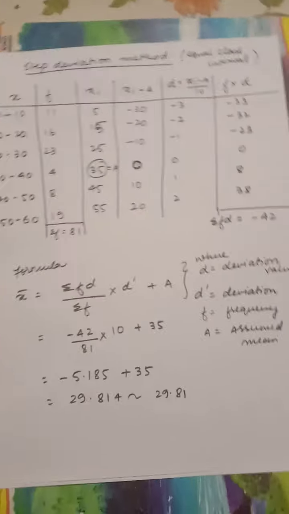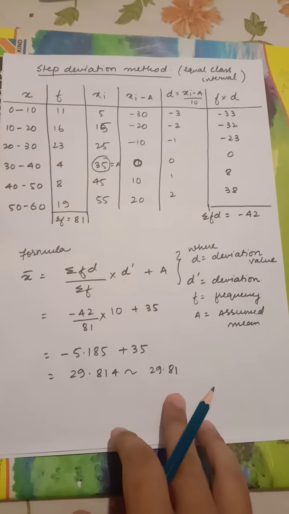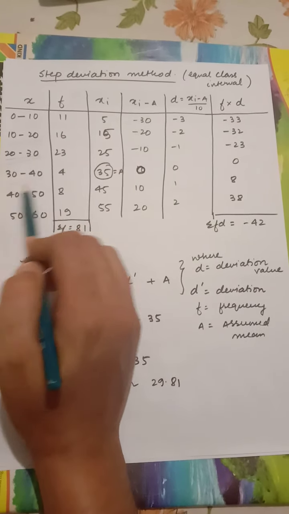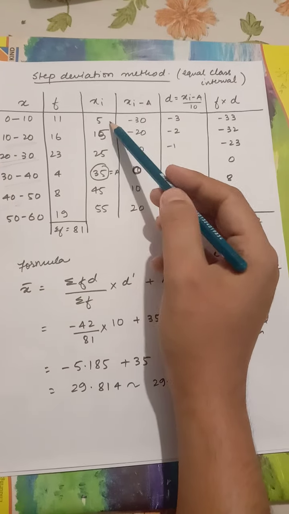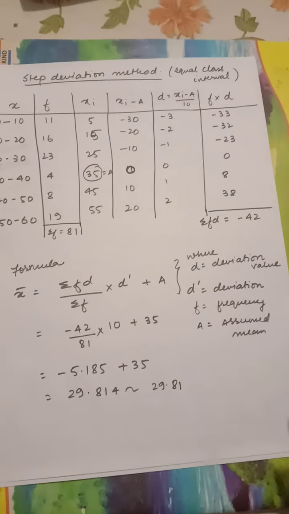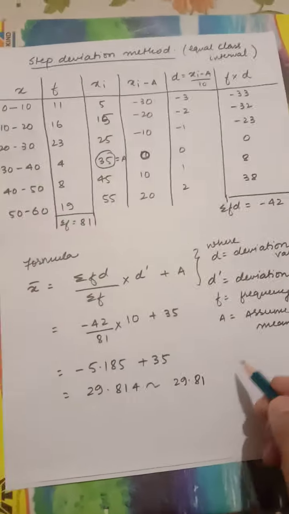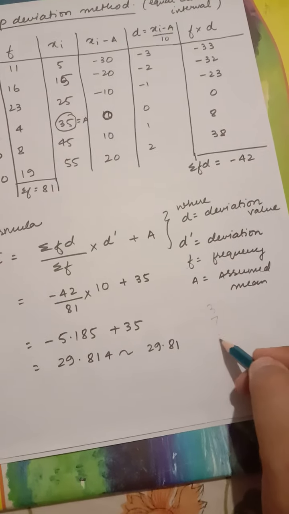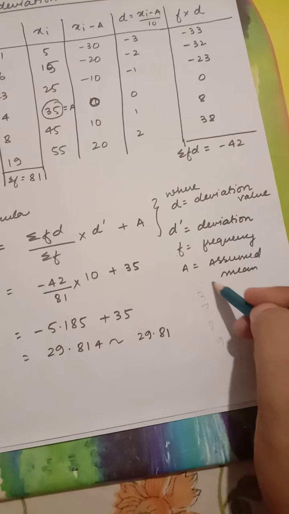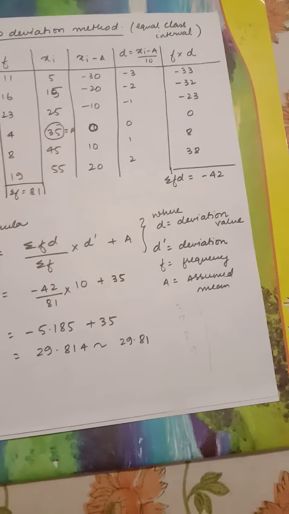Now let's move on to the next topic, the step deviation method. Remember that the class width must be equal and there must be some similarity between the deviations. Otherwise it is very difficult, for example if we get data like 3, 7, 8, 9, it is very difficult to take a common deviation. That is called the common difference or common deviation.